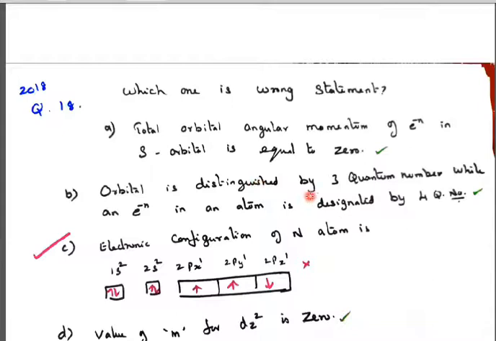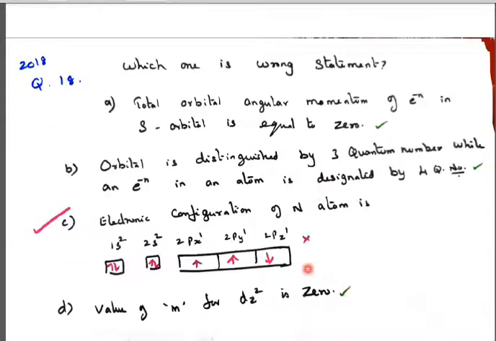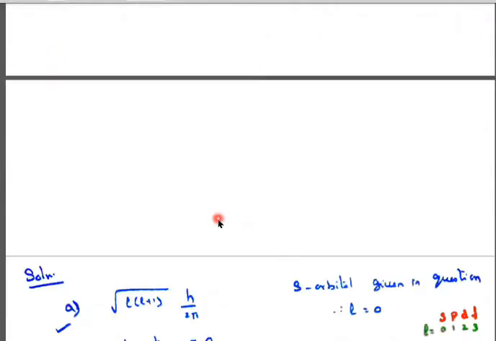The first one is the correct answer. The second one is the correct answer. The third one is the wrong answer. The fourth one is the correct answer. They are asking which is the wrong answer, so the third one is the wrong answer.